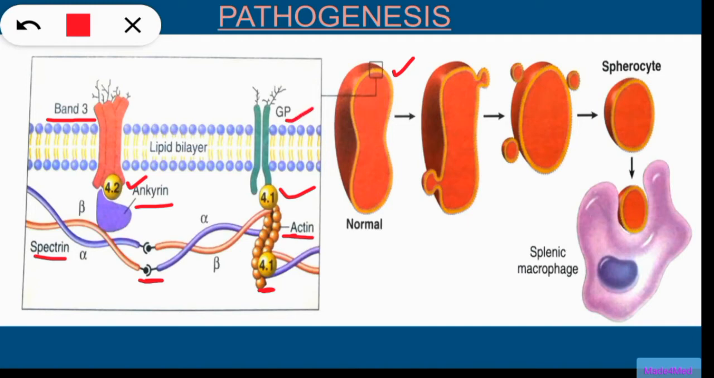So what happens when there is a mutation, which is mainly a frameshift mutation or one which causes a premature stop codon? There is insufficient production of these proteins, and mainly ankyrin protein insufficiency is responsible for hereditary spherocytosis. So when these proteins are insufficient, there is a decrease in the stability of this membrane and it starts to lose or shed its membrane.